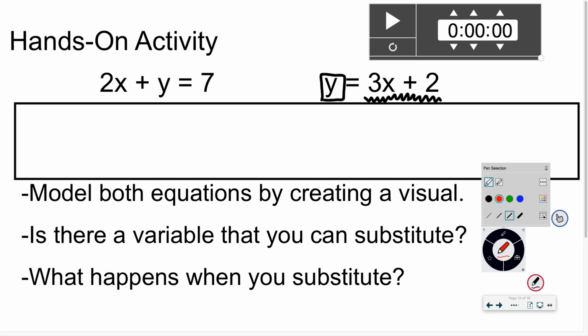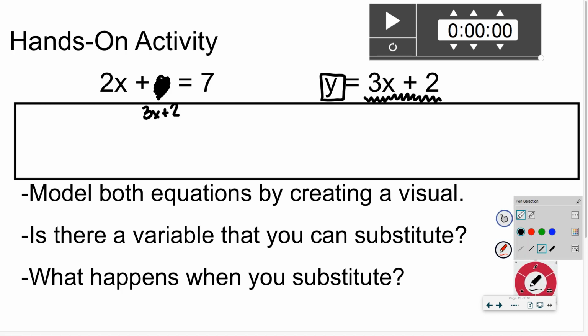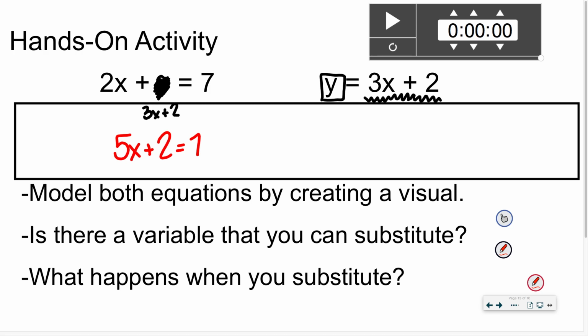So here, if I replace this with 3x plus 2, what does my equation become? It becomes 5x plus 2 equals 7. And how would I solve that? Subtract 2. So 5x equals 5. Divide by 5. x equals 1.